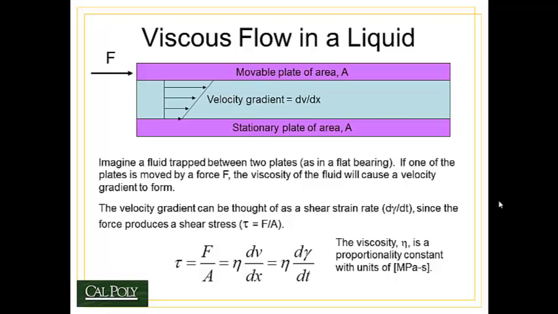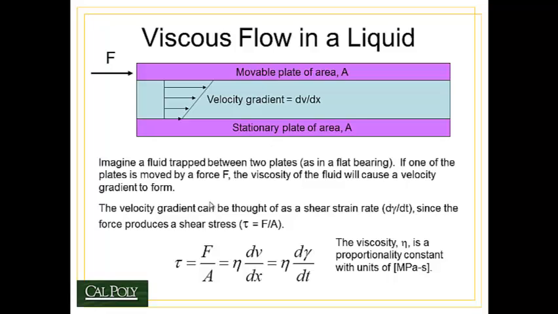If we imagine we have a stationary plate separated from a movable plate by a layer of fluid, and we move the plate on top by a certain velocity, there will be a velocity gradient from the velocity of the plate on top to the stationary plate on the bottom. That velocity gradient is given as the change in velocity divided by the distance or thickness of the film, also known as dV/dx.